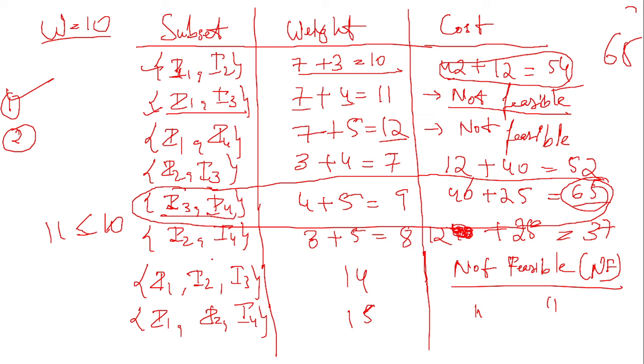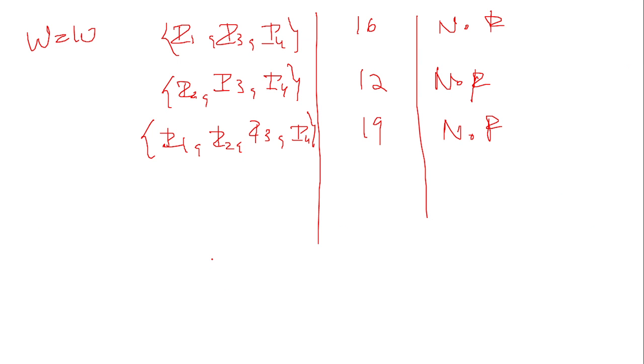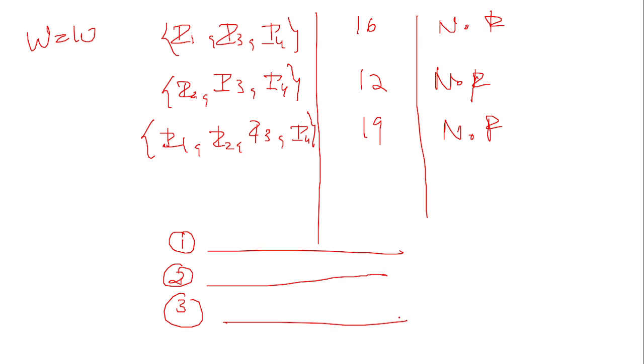This is how the knapsack problem works with exhaustive search. Remember the three steps: generate all the combinations, select all the combinations which meet our requirement, and the last one is select the best combination whose cost is more. This is the exhaustive search approach for the knapsack problem.